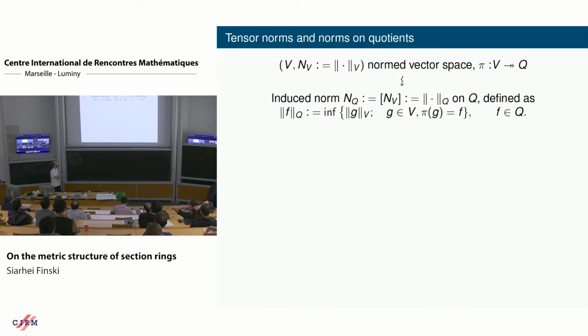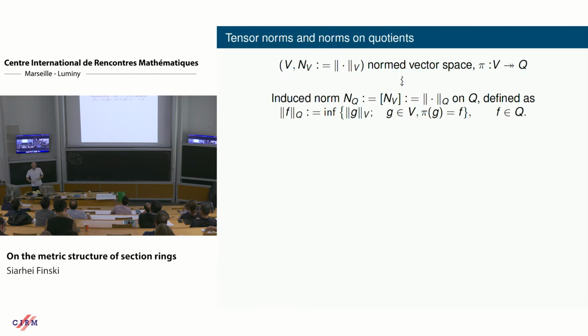You're taking an element in the quotient space, and you're taking the infimum over all possible preimages of the norms. It is possible to verify that the resulting object will be a norm. I will denote this norm by square brackets of the initial norm. So once you have a norm on the vector space, there is a canonical way of inducing a norm on any quotient.